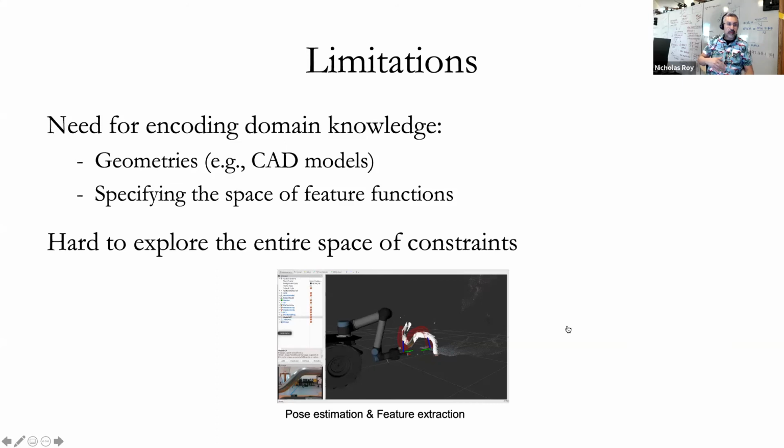tasks much more easily. Truth in advertising, we are encoding a fair amount of domain knowledge. We do know the geometry of the domain ahead of time, and we're also specifying the feature functions that drive constraints. One of the next things we want to do is see if we can use techniques such as graph neural networks to actually try and learn the space of features and constraints automatically. It's also hard to explore the entire space of constraints. As the number of features increases, the number of constraints increases, and we do start to see computational complexity limitations as well. But so far things work reasonably well.